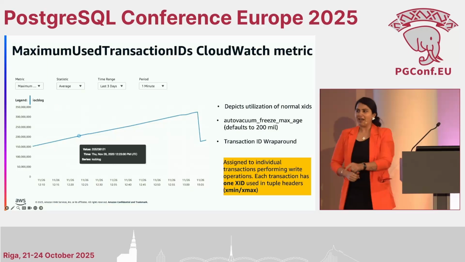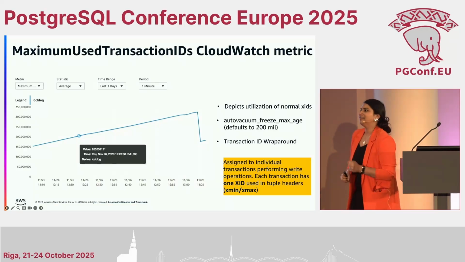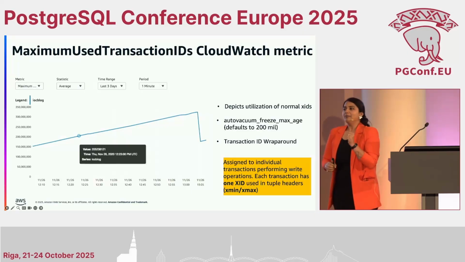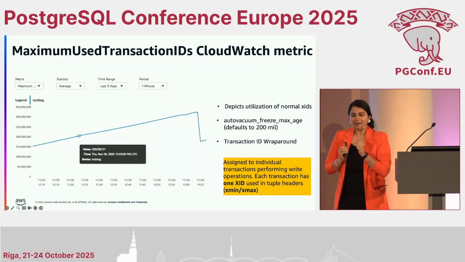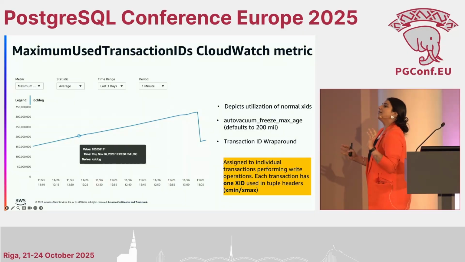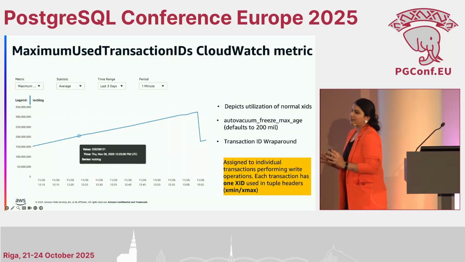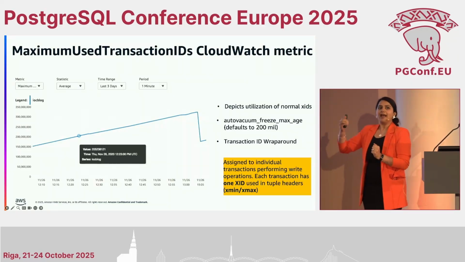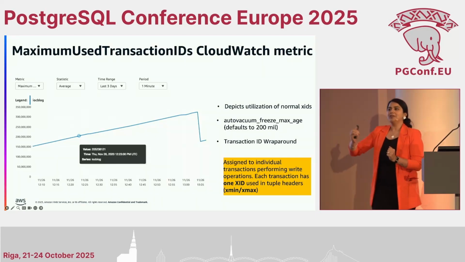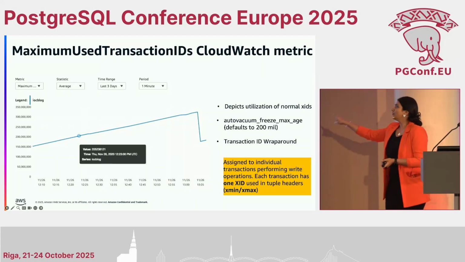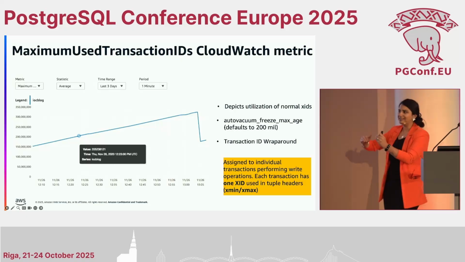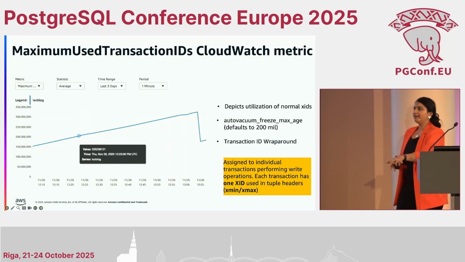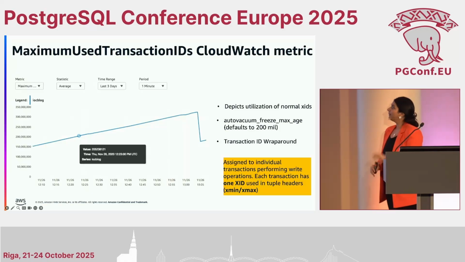If you don't have an alarm on it, before we even start this, please have an alarm on this metric. Why? Because of the transaction ID wraparound. So Postgres has a limited number of transactions which your system can run out of, and it is absolutely necessary for you to have an alarm on this metric to know how much is left, how much you can go before you wrap around. So that's the first key takeaway from today.